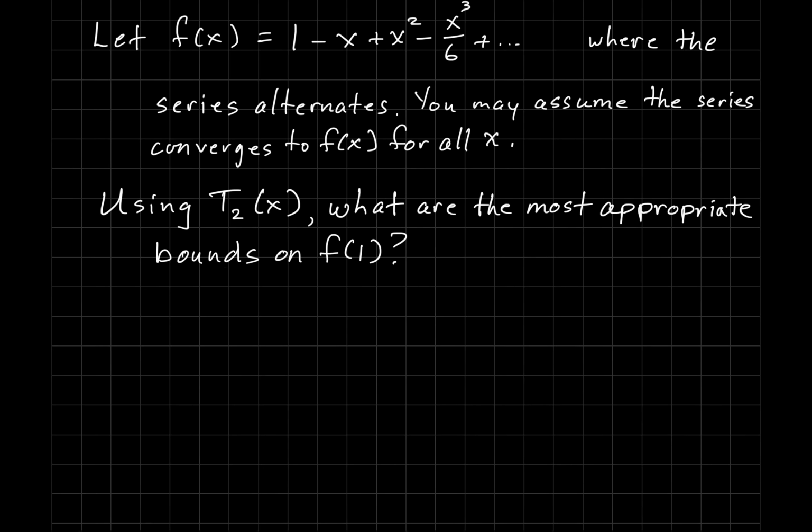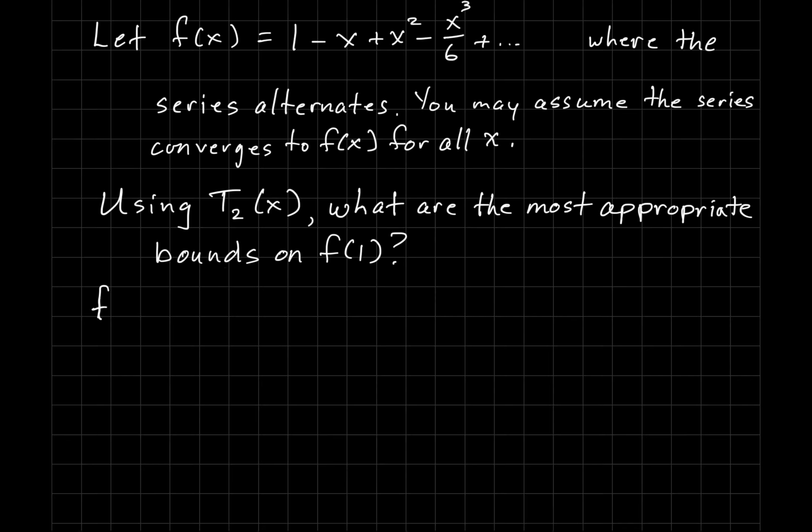One more example. Let f of x equal 1 minus x plus x squared minus x cubed over 6 plus etc. And you may make two assumptions here. You may assume that the series alternates and that the series converges to f for all x values. Using the second degree polynomial approximation, what are the most appropriate bounds on f of 1?